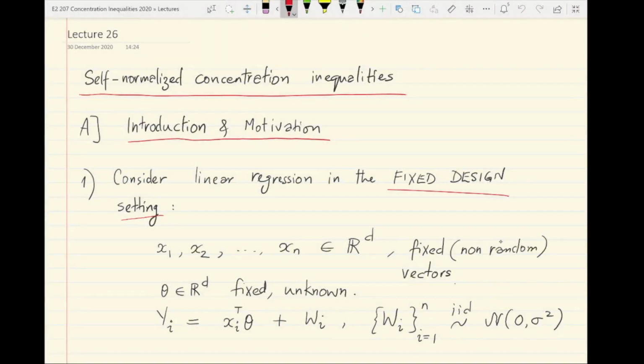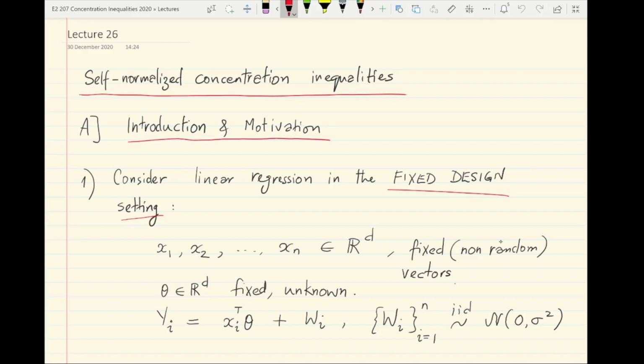Hi all. This talk is going to be about what are called self-normalized concentration inequalities. This is a method to prove concentration inequalities for functions of sequential processes where current random variables depend on previous random variables, and so there's a lot of time correlation.